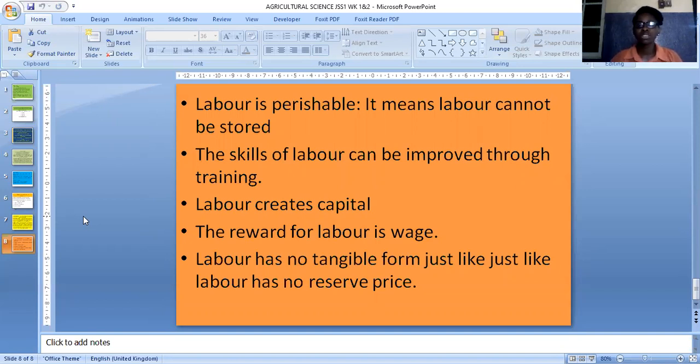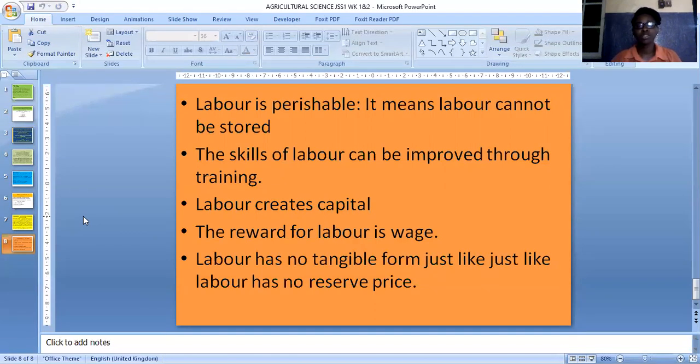Labor also creates what? Capital. Once you have delivered, once you have done a labor, once you have done a task, the next thing is what? It creates what? Capital. The reward for labor is wage. Labor has no tangible form, just like labor has no reserve price.